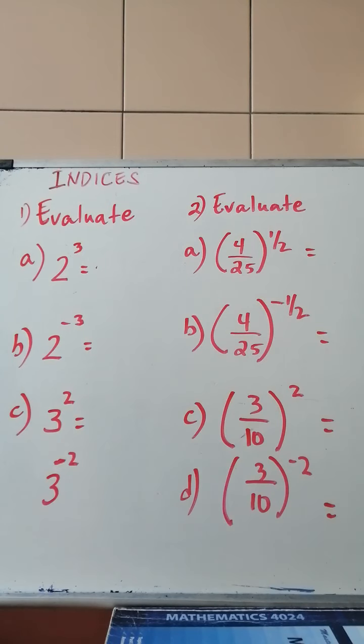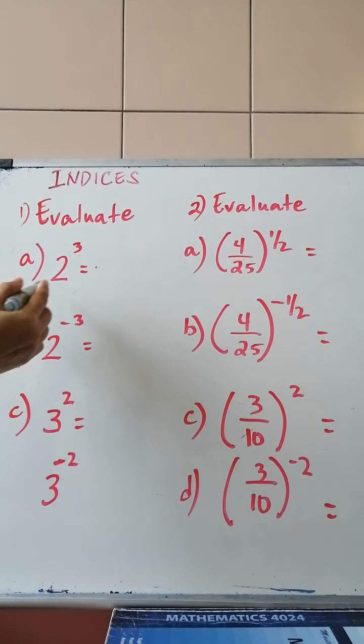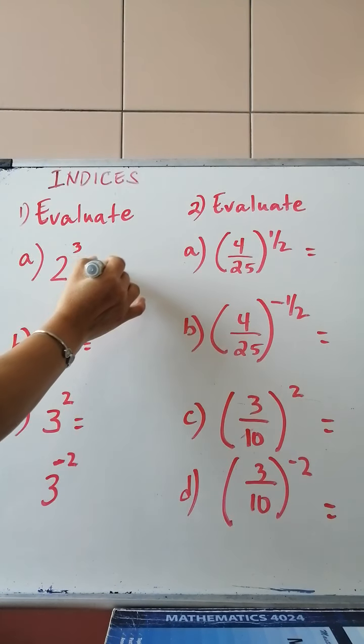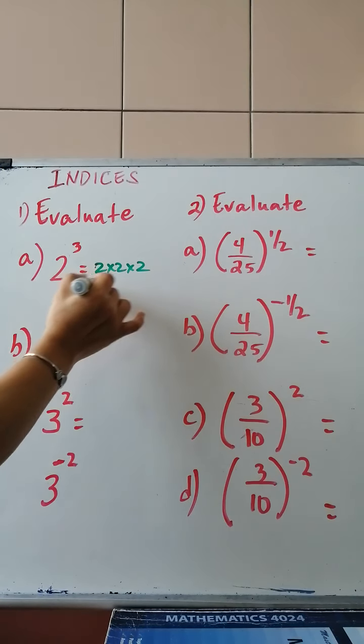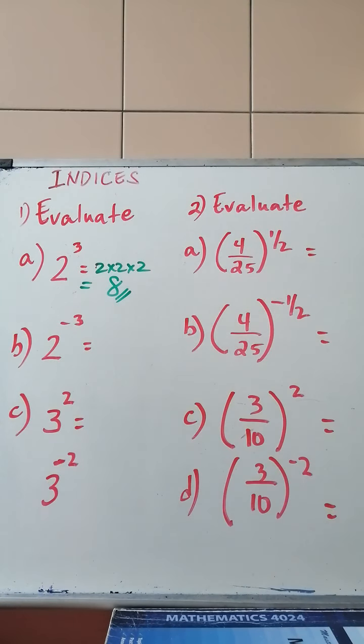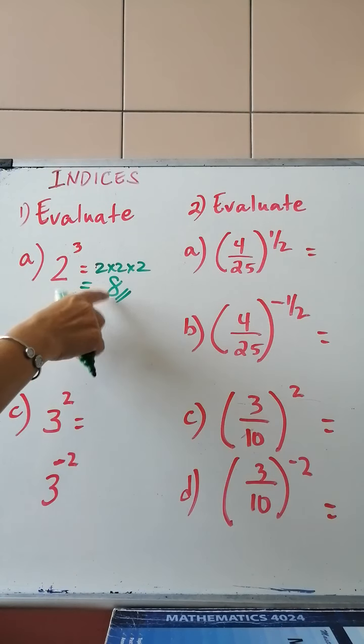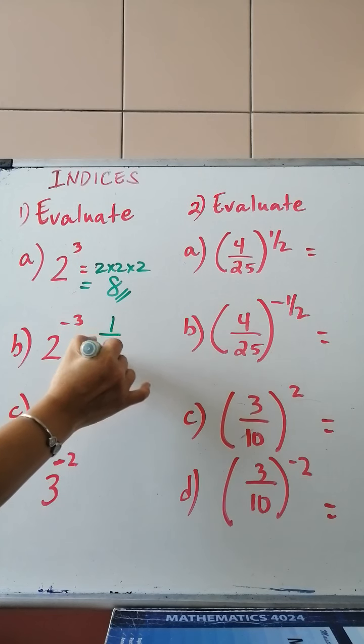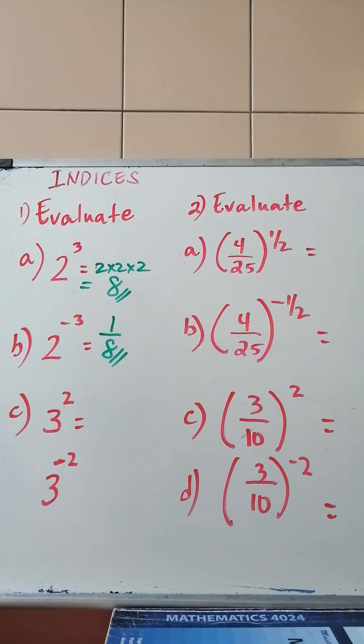Okay. So our topic for today is about indices. The first one is evaluate 2 to the power of 3. 2 to the power of 3 means 2 times 2 times 2, which is equal to 8. And then for letter B, the base is still 2 but our index is negative 3. Since it is negative, what we do is we take the reciprocal of 8, which is 1 over 8, so that our answer will not be negative.